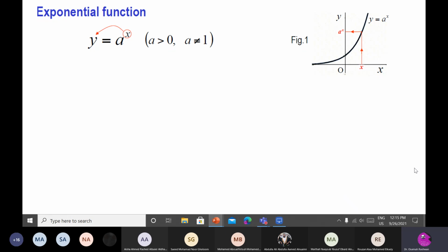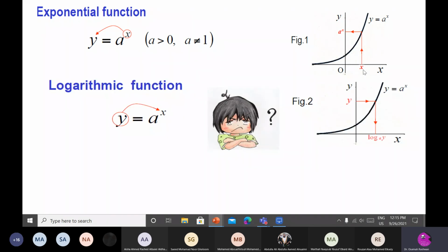What is the inverse of this function? I know if I have x, go up, cross this curve, y equals x, and go here, I find the value of a to the x. So the logarithm function is the inverse of the exponential function. I know this. So instead of going from x to a to the x, I am coming from y to the inverse. So it will be the logarithm of y with respect to the base a. Okay.